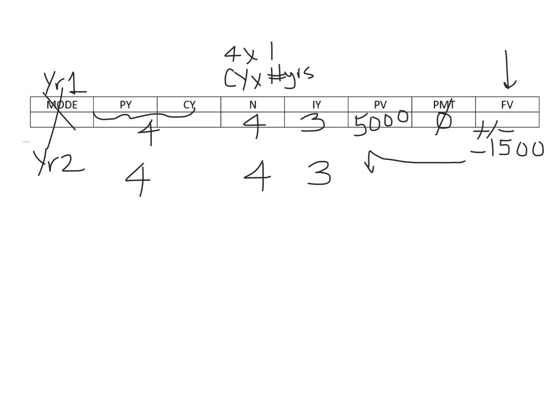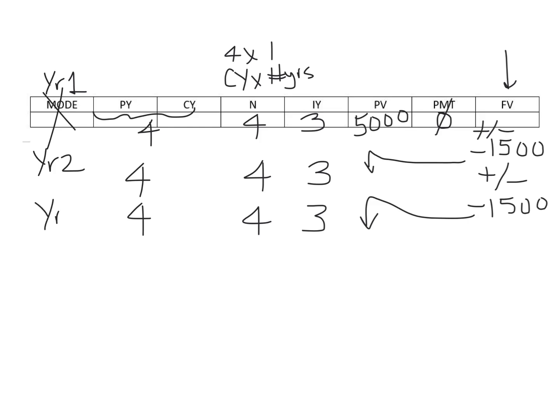When we find that future value after the second year, again, we're going to change the sign, plus or minus. We're going to subtract $1,500 because that's the payment that she's making on every anniversary date. That becomes our PV for the next segment. Again, our IY is still 3. Our N is still 4. That's quarterly payments for a year. Our PY, CY is 4, and this is for our third year. And we do that again for our fourth year.